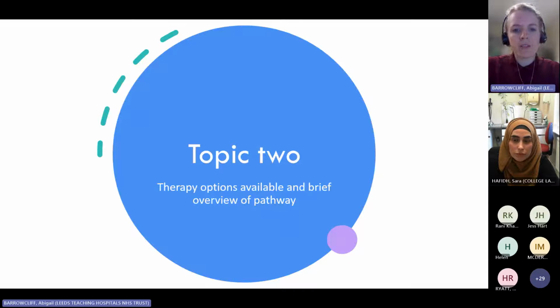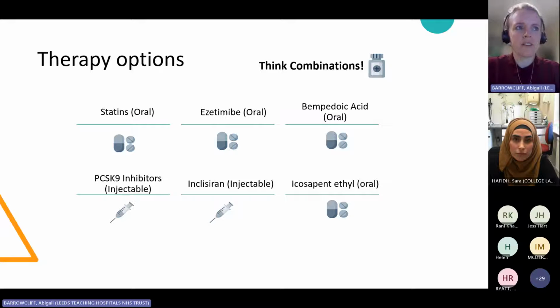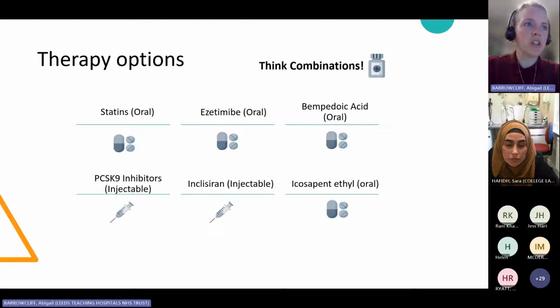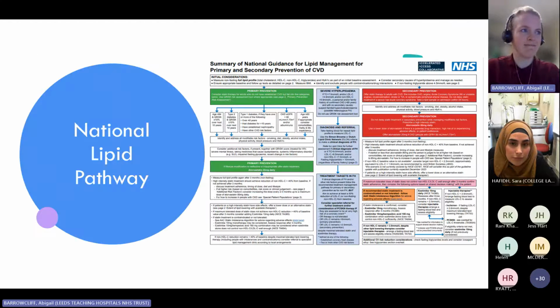I'll move on now to therapy options very quickly. We are really fortunate now to have several therapy options available to manage cholesterol. Up until about 20 years ago, we would have had statins only. Each of these options has varying eligibility and criteria, which can cause some confusion. So the National Lipid Pathway was produced, which helps guide and support decision making. And here it is again.